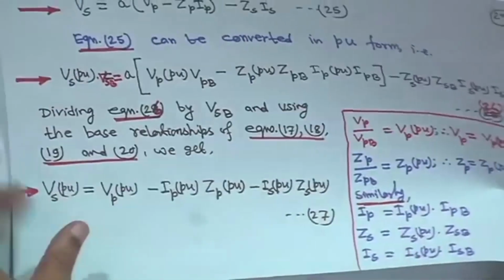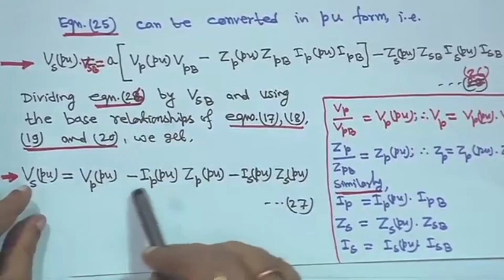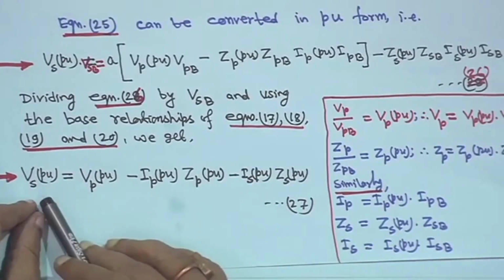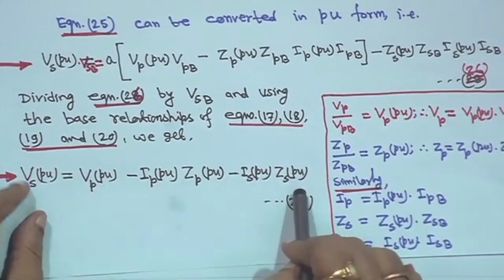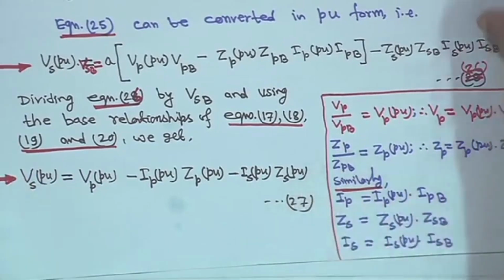So, this is actually the per unit impedance, I mean the secondary voltage, primary voltage, all in per unit, that is why bracket per unit is written, right.